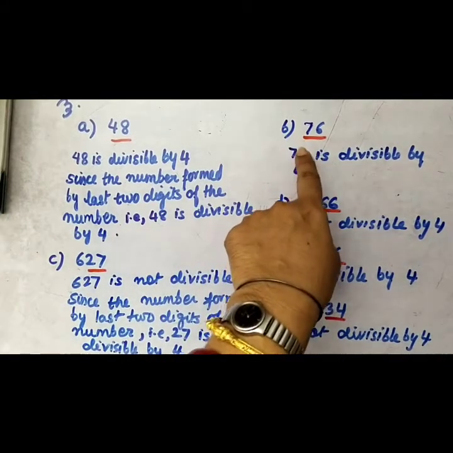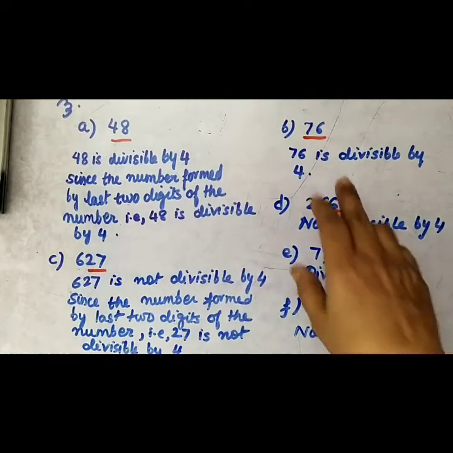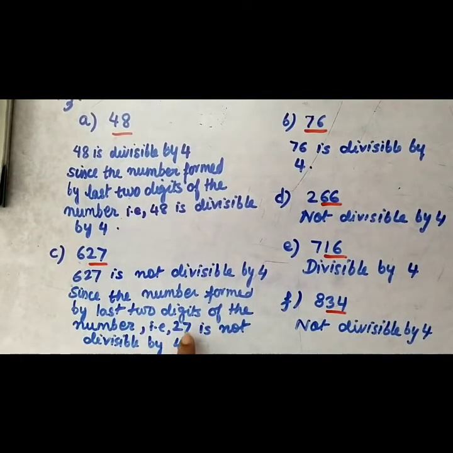Here in B you can see 76. 76 is also divisible by 4. कैसे, आप divide कर लीजिए 4 से, so you will get the remainder as 0. So you can easily say that 76 is divisible by 4. Now here in this number you have a 3 digit number, so you have to look at the number 27. 27 को आपको देखना है क्योंकि आपको टेंस और वंस प्लेस के डिजिट्स को देखना है. ठीक है, तो देखिए मैंने यहाँ पे सब स्टेटमेंट्स भी लिख दिए हैं और आप देख रहे हैं कि 27 इज नॉट डिविजिबल बाय 4. दैट इज वाई 627 इज नॉट डिविजिबल बाय 4.